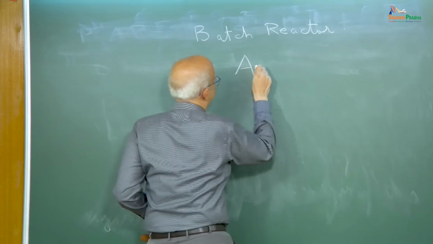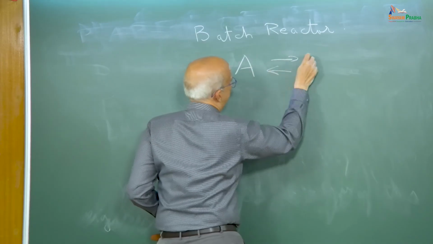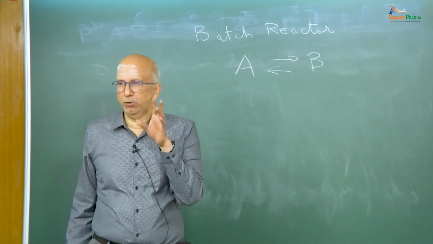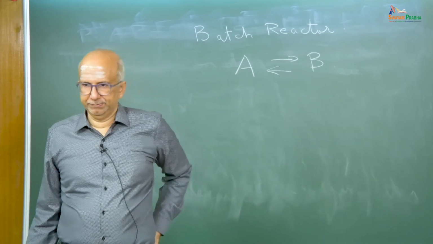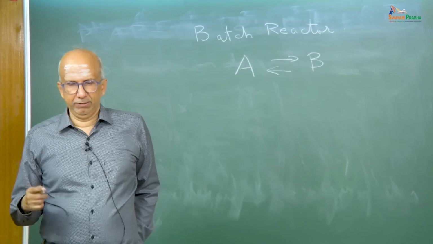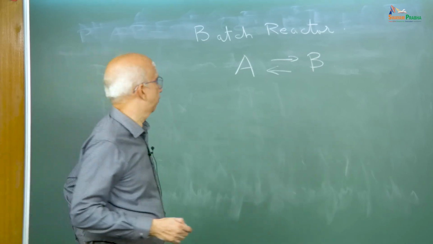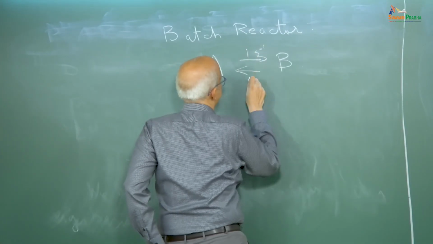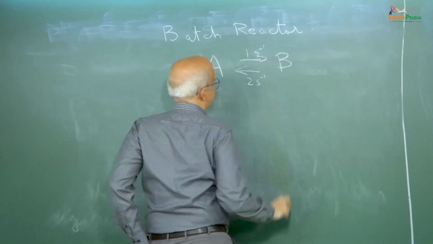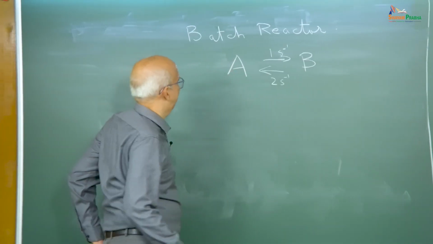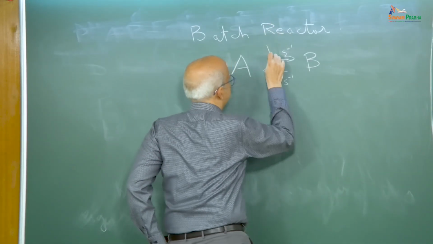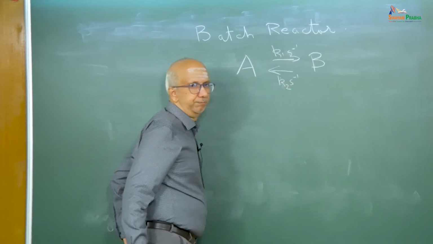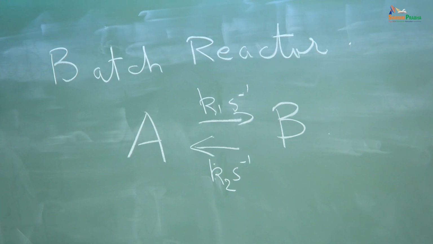And we will keep our lives very simple. A giving B, this reaction is going on inside this batch reactor, and we will keep all reactions first order. So, we will take K1 and K2, those are the rate constants.